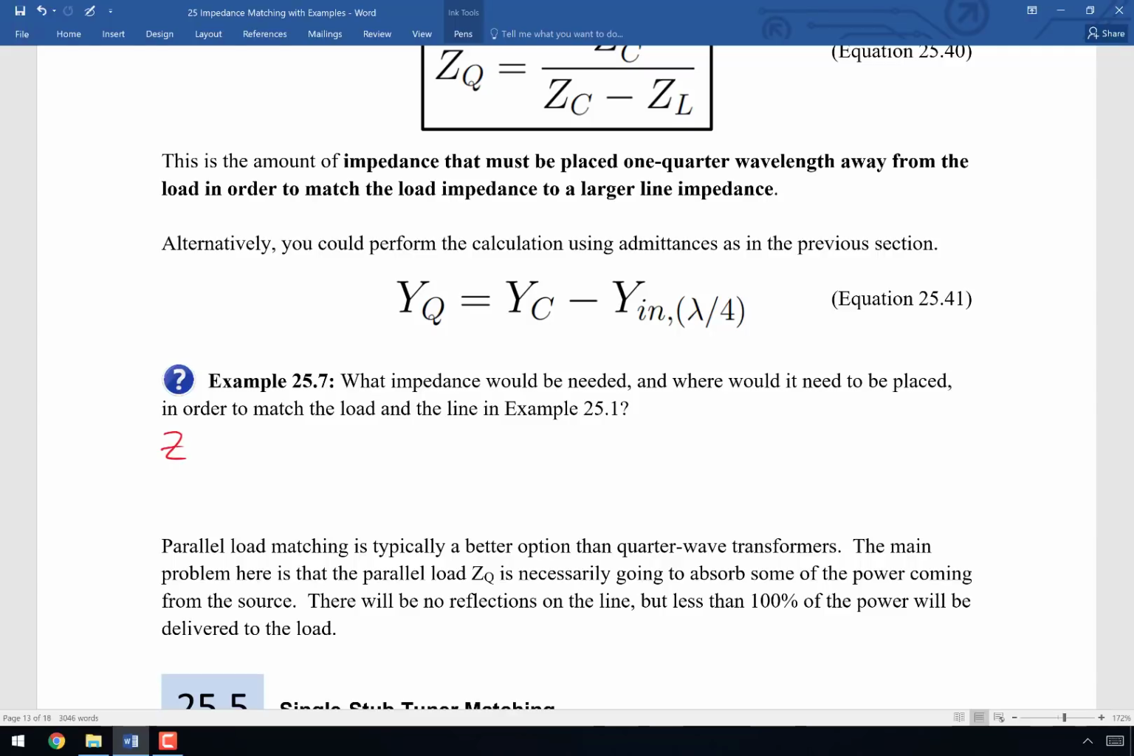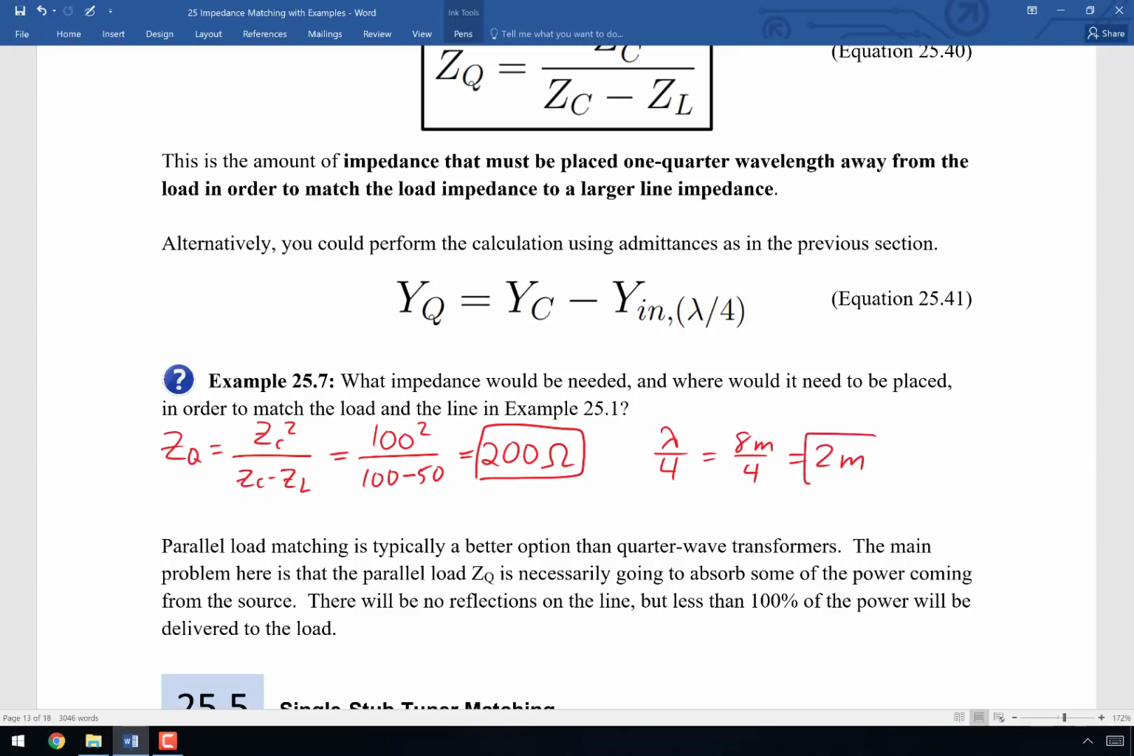Well, the amount of impedance, z sub q, is going to be equal to z sub c squared divided by z sub c minus z sub l. That's going to be equal to 100 squared divided by 100 minus 50, and that's equal to 200 ohms. And where do we put it? We put it at lambda over 4, which is equal to 8 meters over 4, which is 2 meters away.